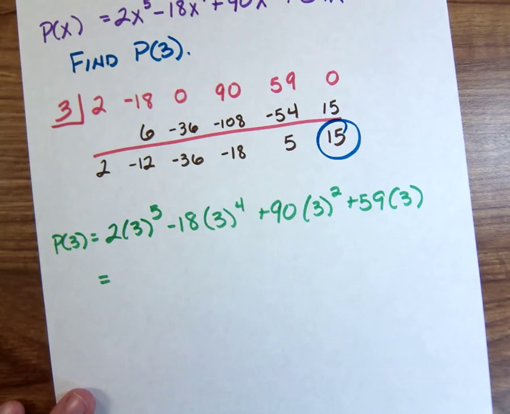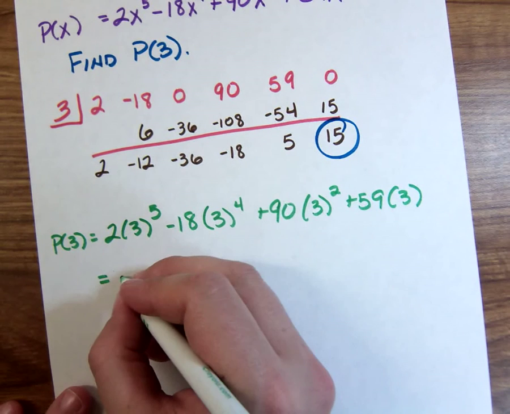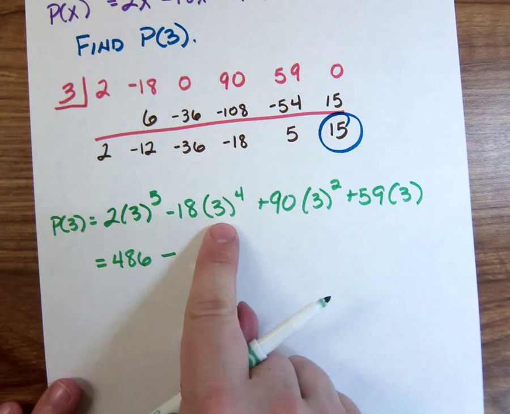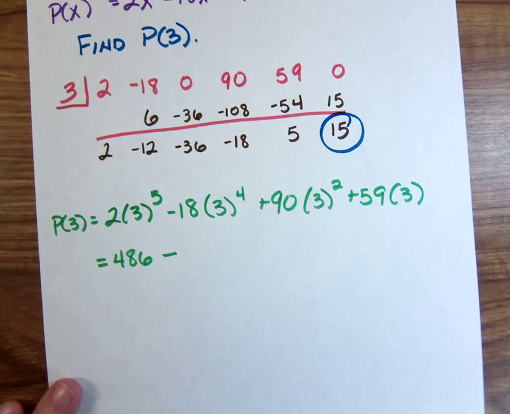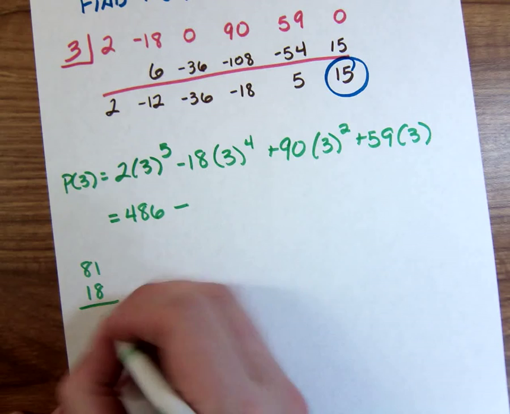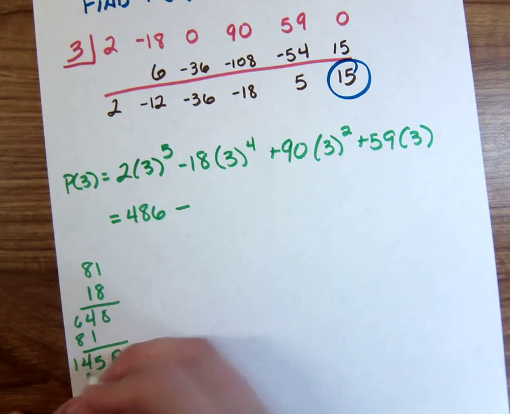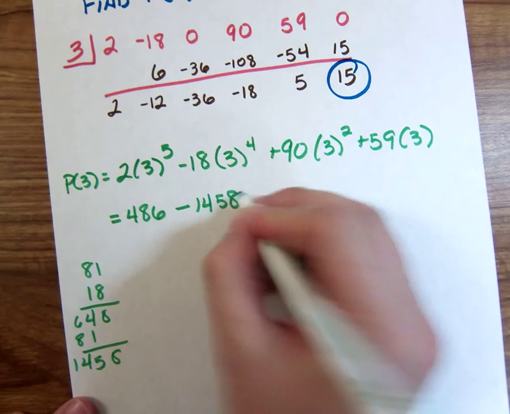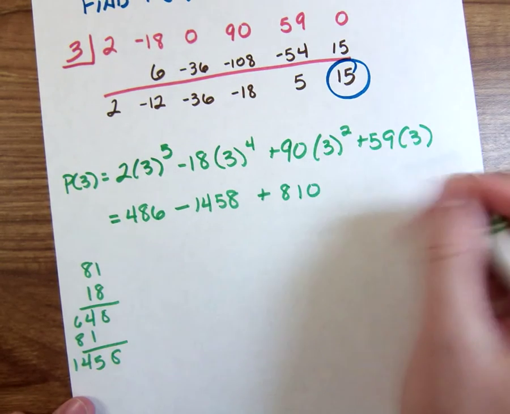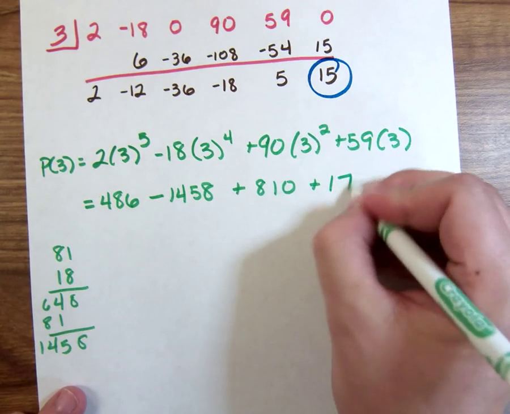So 3 to the 5th is 243. And 2 times that is 486. Okay, so 3 to the 4th is 81, and 81 times 18 is nauseating. 1,458, perfect. Plus 3 squared is 9. 9 times 90 is 810. And 59 times 3 is 150 plus 27, which is 177.